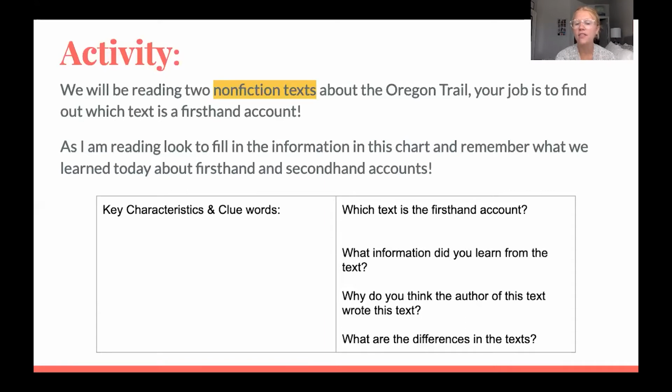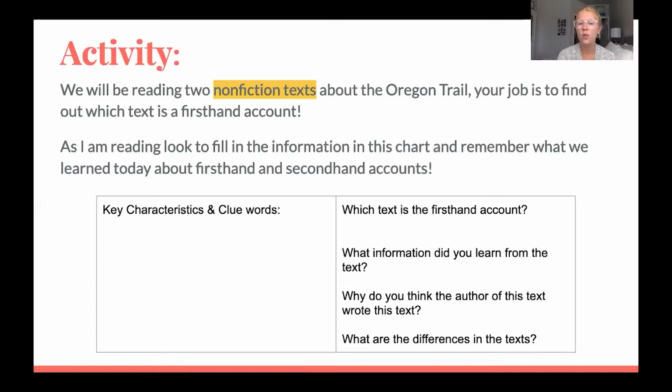Why do you think the author of this text wrote this text? And what are the differences in the text? So take a moment to go ahead and draw this chart onto your piece of paper. On the left, write key characteristics and clue words. And then on the right, you don't have to write out these sentences if you do not want to. You can just number these questions 1 through 4.